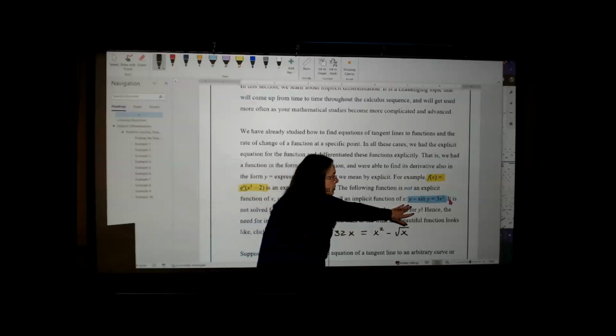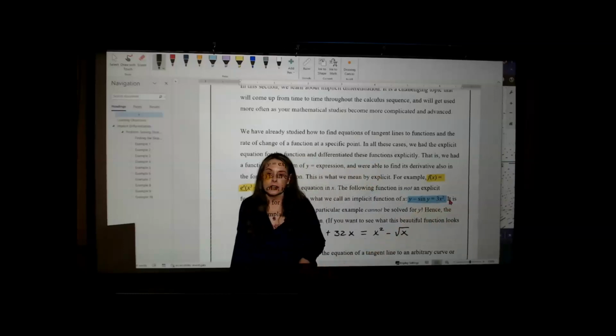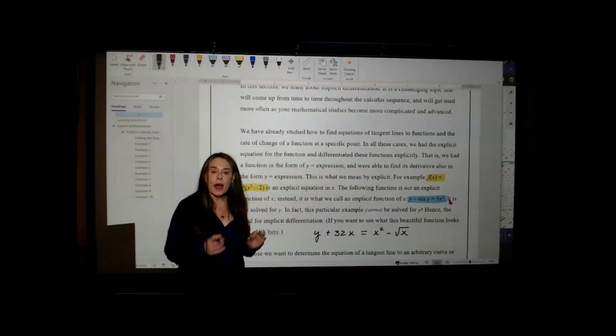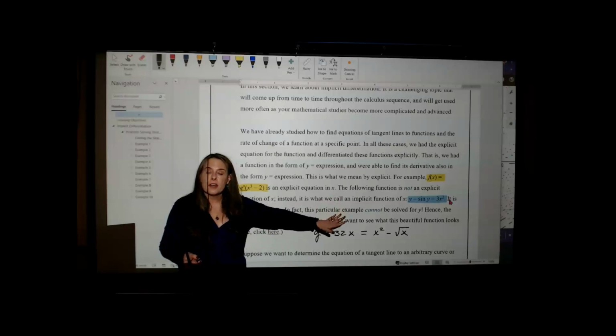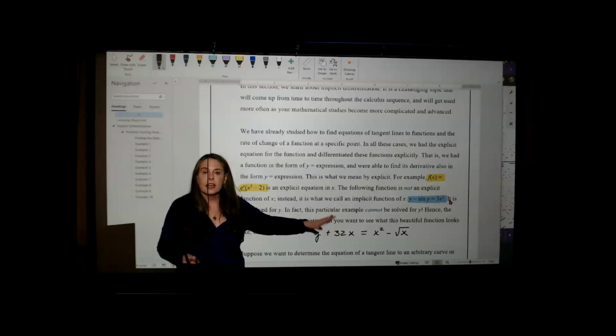The one over here in blue is an implicit equation because we have y minus sine y equal to 3x squared. Y is both outside of the trig function as the first term and inside the trig function sine. In fact, there is no way to solve that equation for y by itself. You cannot write that curve in the form y equals. If you took the arc sine to try to get at the y inside sine, you will have y outside and y inside of the arc sine.